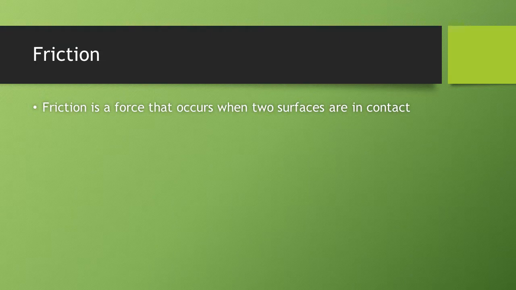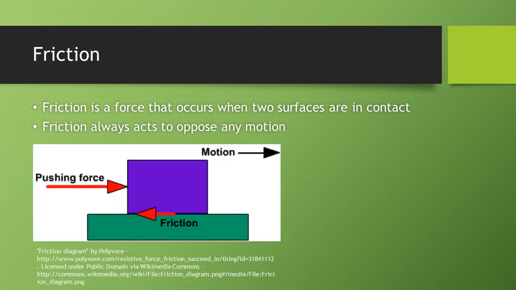So friction is a force that acts when two surfaces are in contact and rubbing against each other. The friction force always acts to oppose any motion. So if I'm trying to push the purple box to the right, the friction will act to the left. But if I try and push the purple box to the left, the friction will act in the other direction and push to the right, always trying to slow the motion down. And if I'm not pushing the box at all, then there won't be any friction.